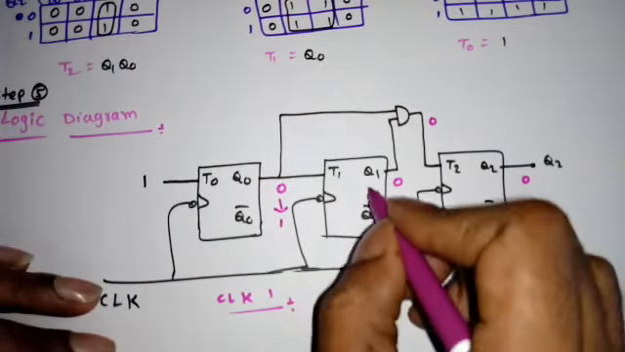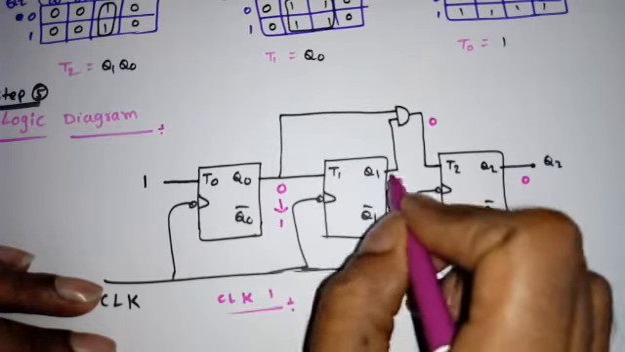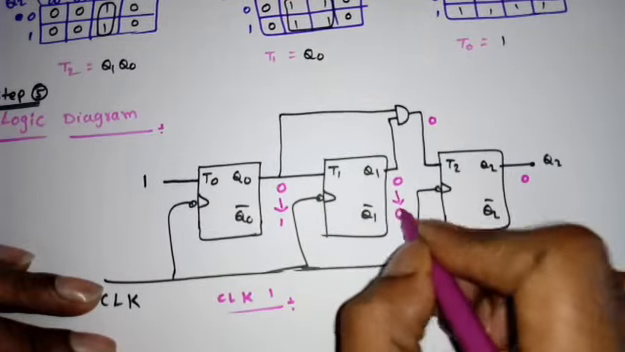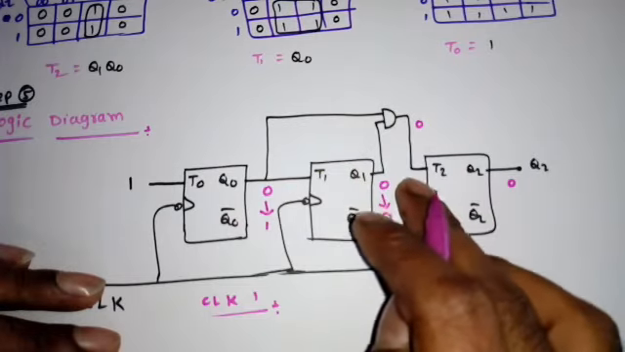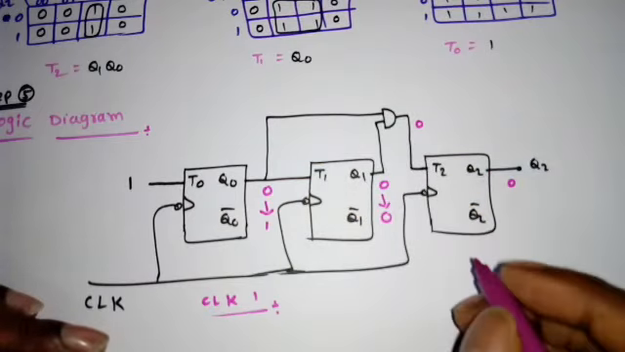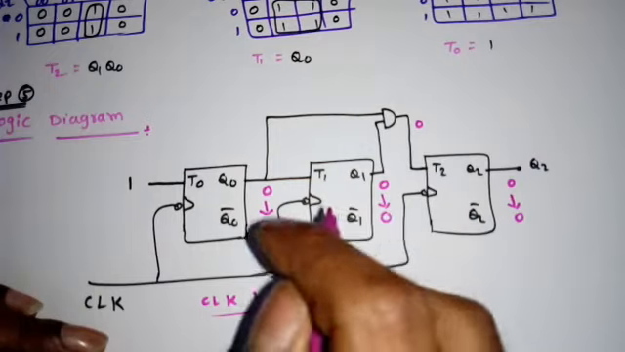So the same moment this flip-flop also works. What is the input of this one? 0. So 0 means, will it change its state? No. So the output of this one is maintained the same. Similarly, what is the input of this T2? 0 only. The moment we are applying the clock, it will see the input, that is 0. So will it change its state? No, same state. So 0, 0, 1.